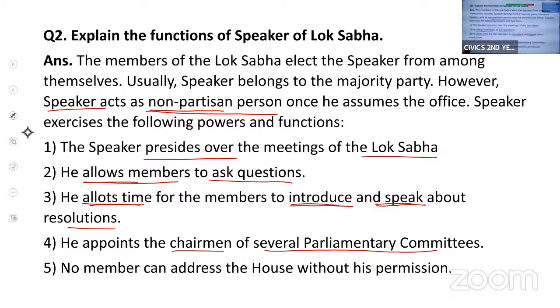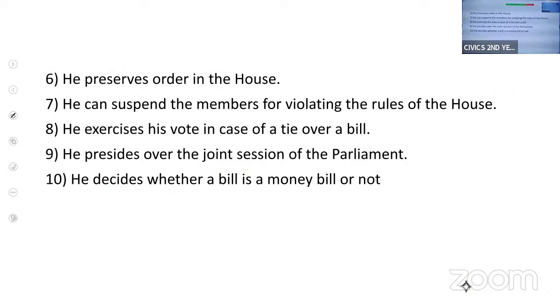Okay, then no member of the House, no member of the Lok Sabha can address the House without his permission. If any member of Lok Sabha wants to speak in Lok Sabha, they have to take the permission from the Speaker. It is his responsibility to preserve the order in the House, to preserve the discipline in the House. Discipline of the Lok Sabha has to be maintained by the Speaker.